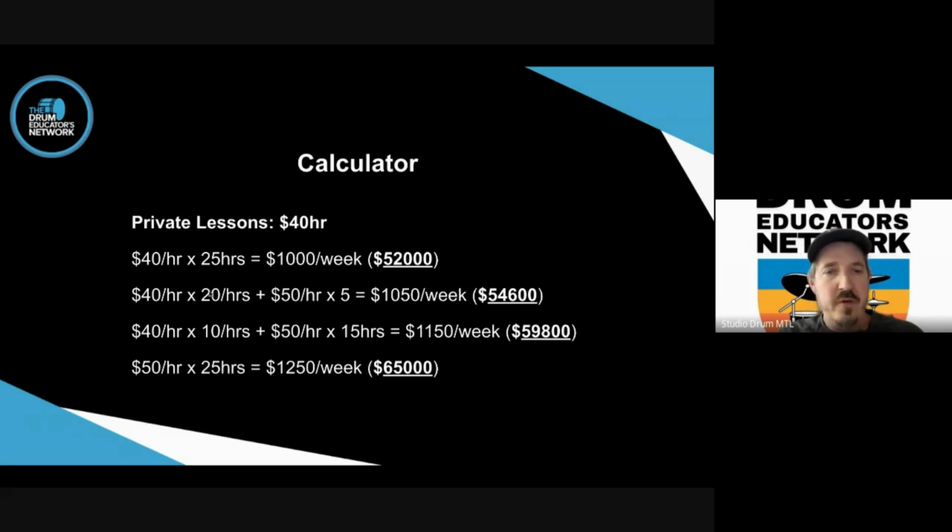And then some more of your old students leave, 10 more hours of students. So then you're doing $40 an hour at 10 hours, $50 an hour at 15 hours. Boom, you're at almost $60,000. So that's $7,800 of increased revenue without doing anything.